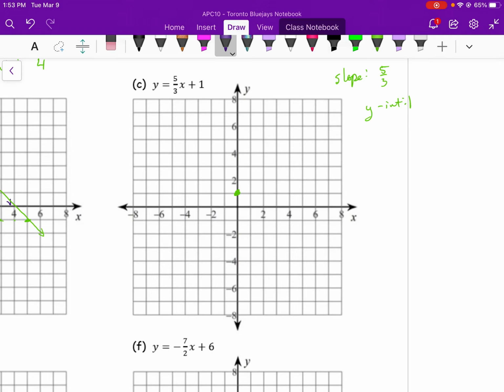So if my slope is positive, I'm going to go up 5 over 3 to the right. So I literally count up 1, 2, 3, 4, 5. 1, 2, 3. I have another point. Those are my 2 points. So really, all I have to do is connect the dots.